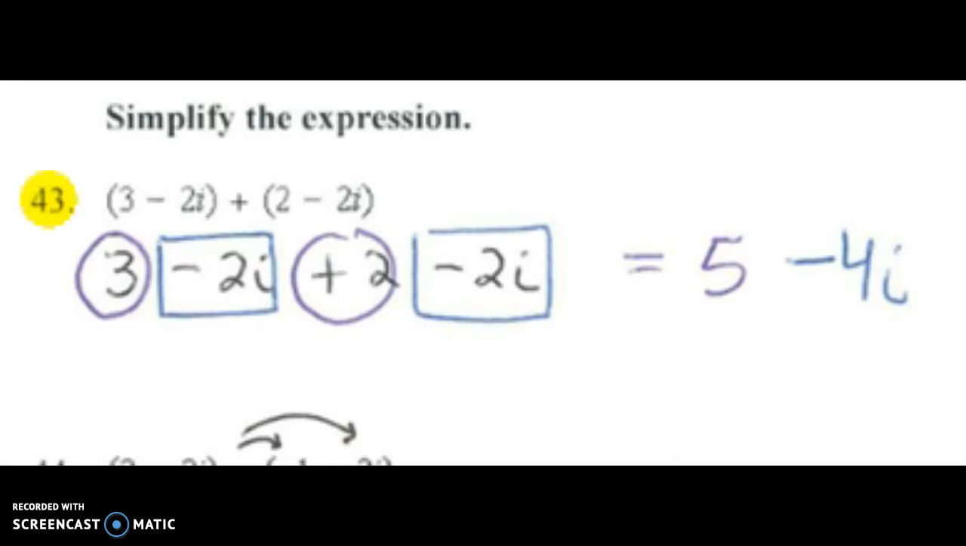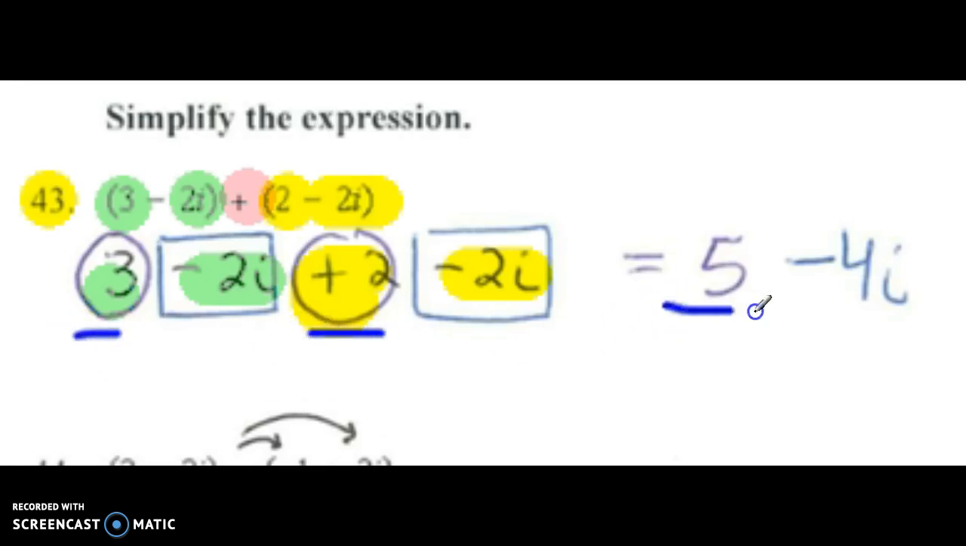Problem 43, I'm going to add complex numbers. Notice this says I am adding. So I am just going to write 3 and -2i. And then I have +2 and -2i. I'm going to combine like terms. So I put a circle over my real numbers. That's how I got 5. I got -2i and -2i, -4i.